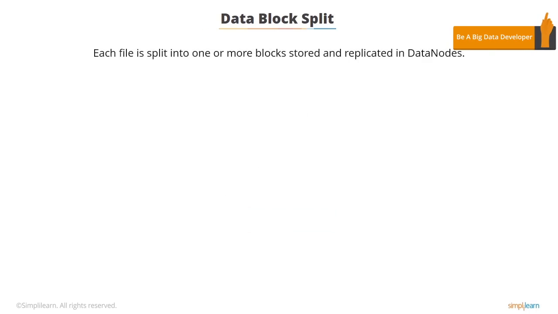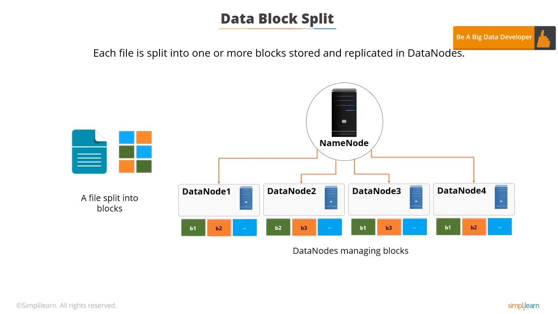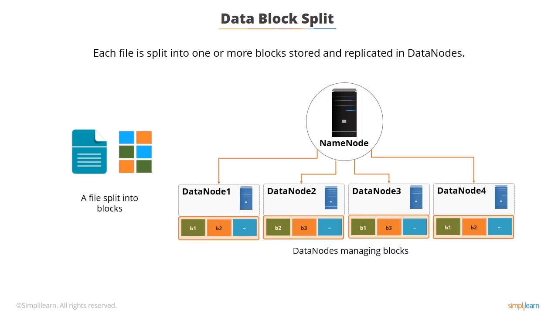Data block split is an important process of HDFS architecture. As discussed earlier, each file is split into one or more blocks stored and replicated in DataNodes. DataNodes manage names and locations of file blocks. By default, each file block is 128 megabytes.